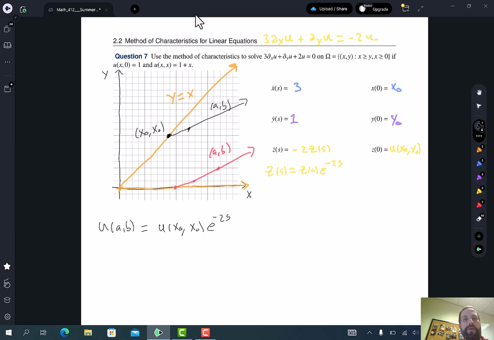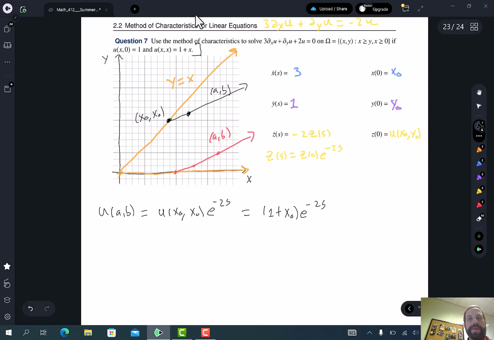Now if we're on that line right there, we know that u of x, x is equal to 1 plus x. So this is going to be equal to 1 plus x naught e to the minus 2s. Now given an arbitrary a and b, I need to figure out what x naught and s are. So a is going to equal 3s plus x naught, and b is going to be s plus y naught, but along this line, x naught is equal to y naught, so this is going to be s plus x naught.